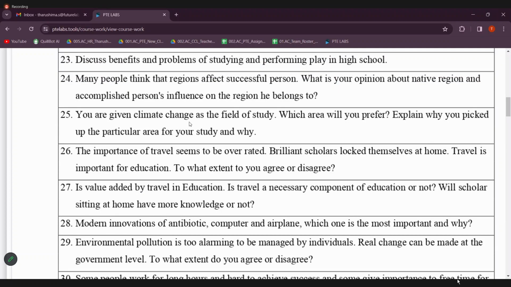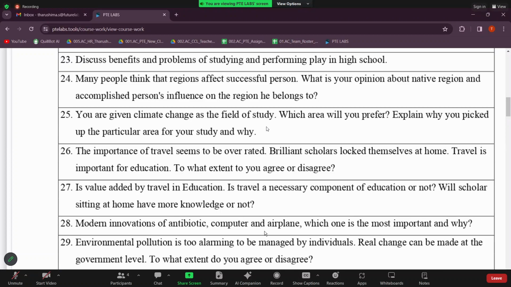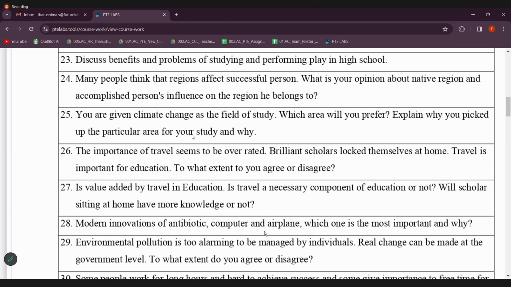Given climate change as the field of study, which area will you prefer? Explain why you picked the particular area for your study and why. So here it gives you options. Climate change, it asks which area that you prefer. That means you are given options, so you have to state why. Again, here it says particular area for your study and why. You have to state why. That means definitely advantages and disadvantages. So climate changes, you have to state why you like it.